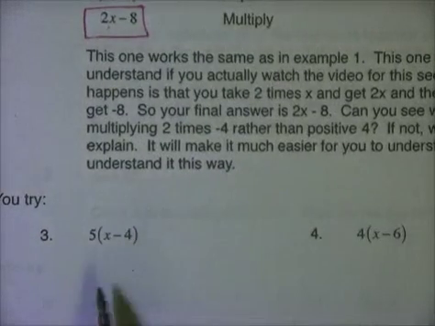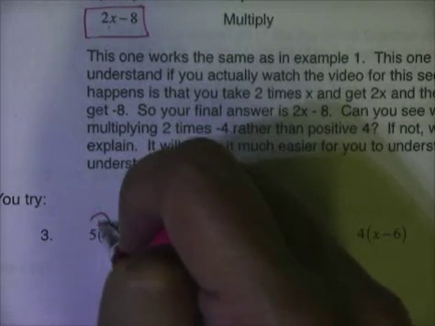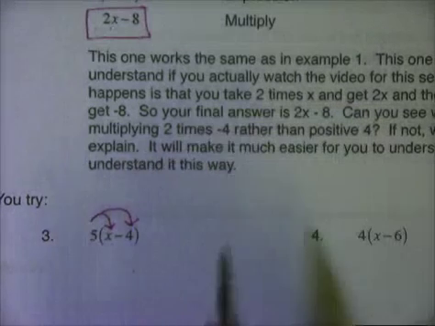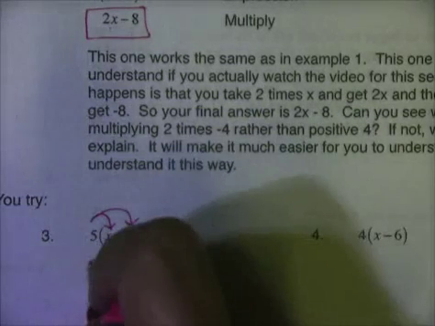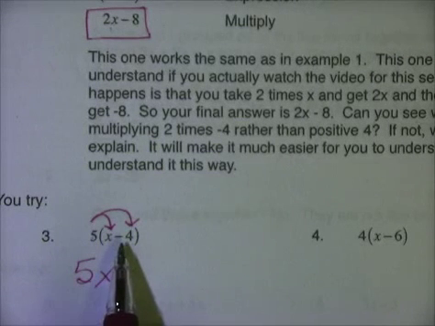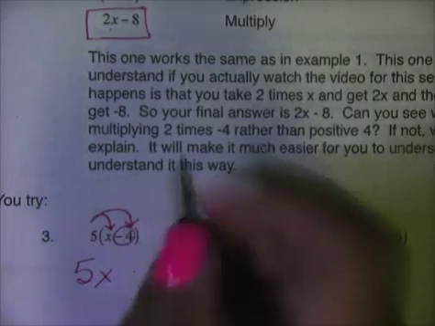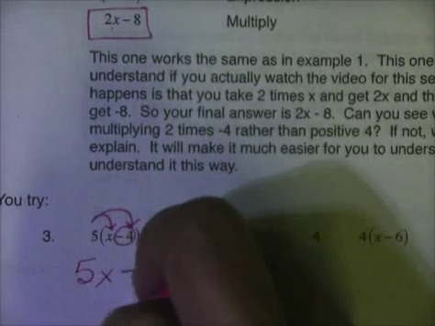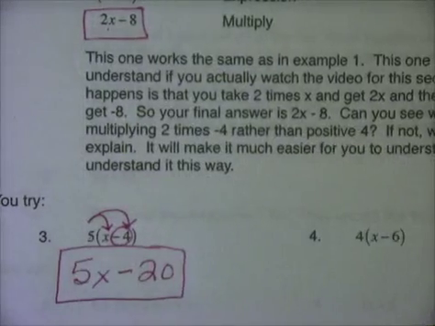Let's look at the examples below. I think it will help. So number 3, we have 5 times the difference of x minus 4. So we're going to take 5 and multiply it by both terms inside the parentheses. So 5 times x is 5x, and 5 times, remember that this is a negative 4. This is a negative 4, not a positive 4. 5 times negative 4 is negative 20. So your answer is 5x minus 20.